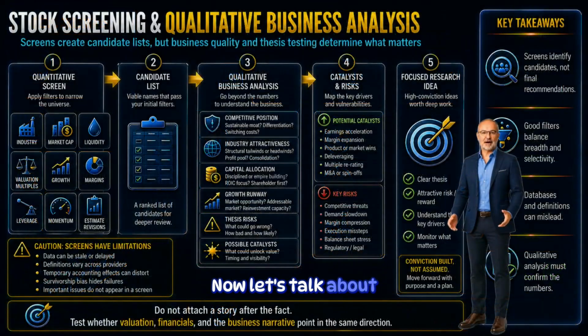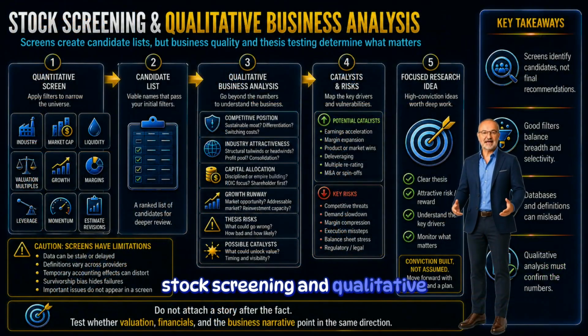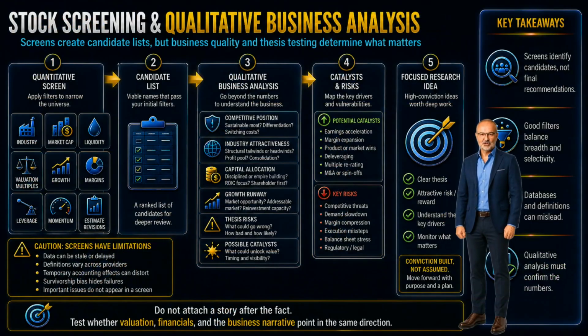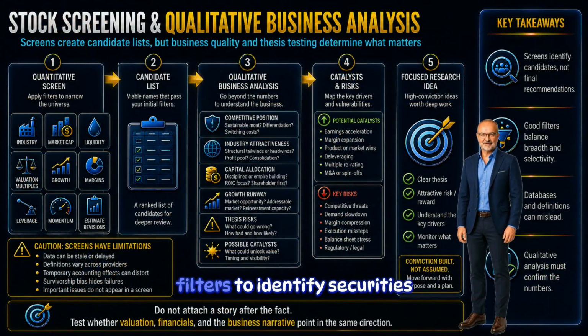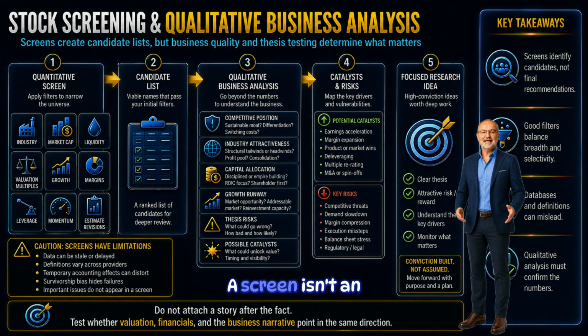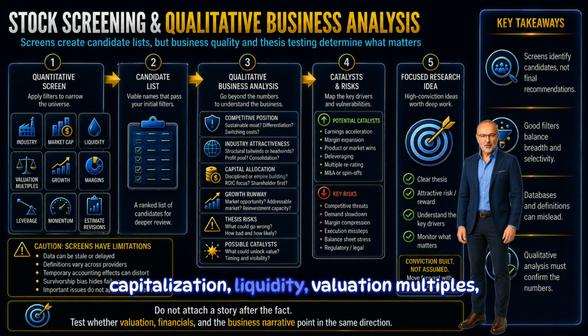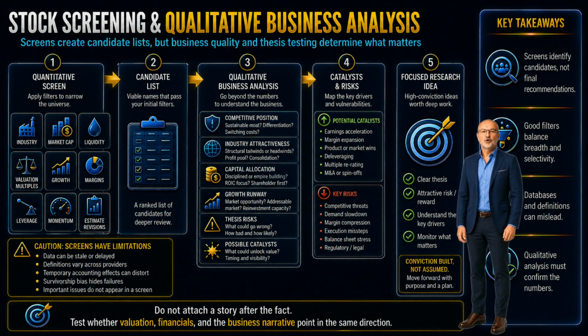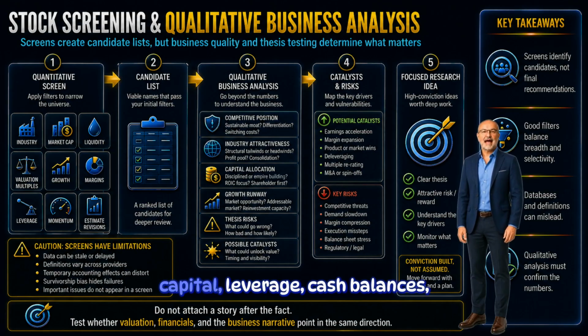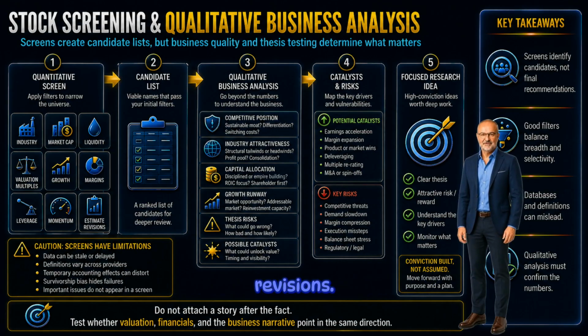Now let's talk about stock screening and qualitative business analysis. Stock screening uses quantitative filters to identify securities for further research. A screen isn't an investment recommendation. It is a way to create a manageable list of candidates. A valuation screen may focus on industry, market capitalization, liquidity, valuation multiples, growth, margins, returns on capital, leverage, cash balances, momentum, or earnings estimate revisions.